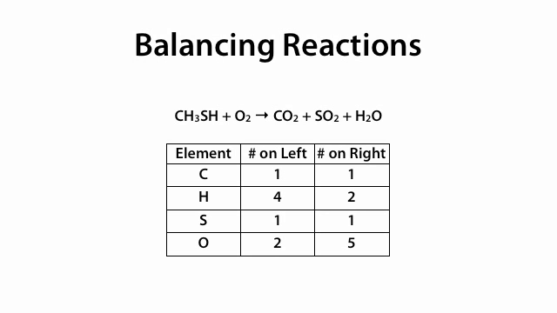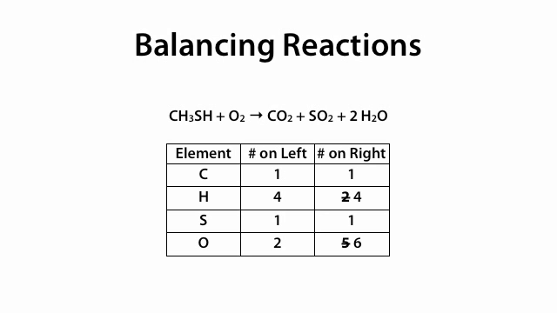We have 4 hydrogens on the left and 2 hydrogens on the right. We want to make 4 hydrogens on the right. How are we going to do that on the right side? We're going to put a 2 in front of the H2O. Putting a 2 in front of the H2O now makes 4 hydrogens on the right side. But it also changes the oxygens on the right side. We have 2 oxygens from the CO2, 2 oxygens from the SO2, and now 2 oxygens from the 2 H2O.